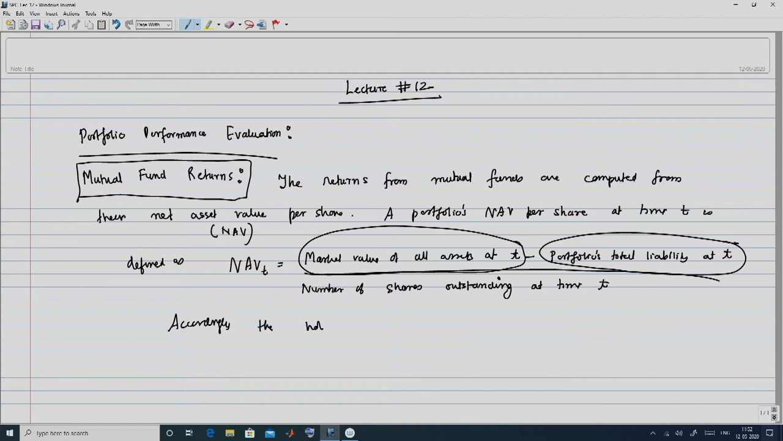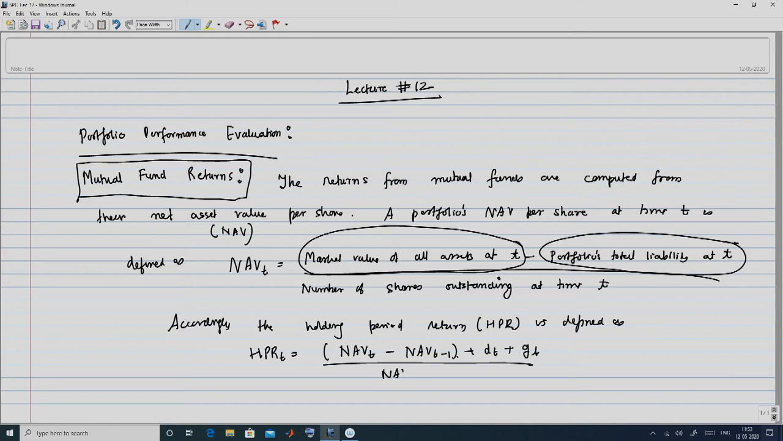the holding period. So remember that at the end of the day, we will make the evaluation of the portfolio in terms of how it is performing, driven by the basic motivation that an investor invests in risky assets with the intent of maximizing their terminal wealth. So accordingly, the holding period return, which is often called HPR, is defined as HPR_t. What is this going to be? The return is going to be (NAV_t minus NAV_{t-1}), that means the change in the NAV in the time period, plus D_t plus G_t, divided by NAV_{t-1}.